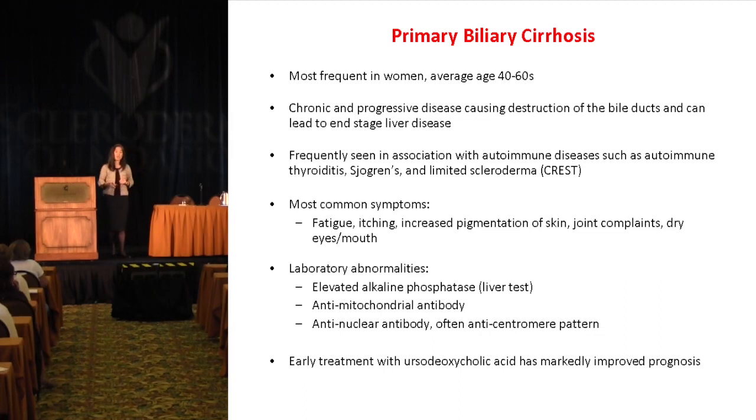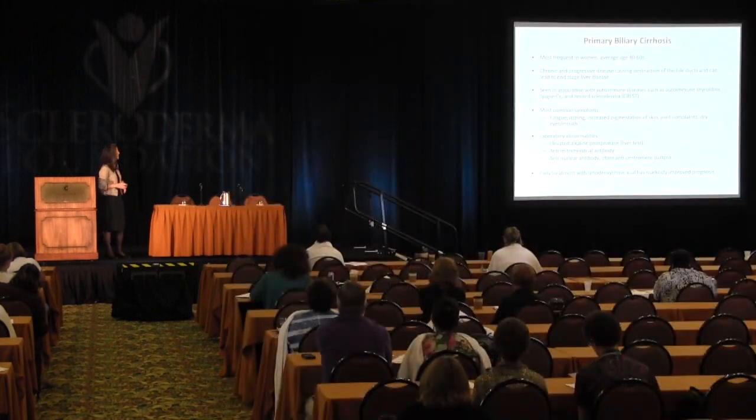Most commonly, patients will present with fatigue and itching. They can have increased pigmentation of their skin, a lot of joint complaints, sicca syndrome, dry eyes and dry mouth. In the lab studies, you'll note they have an elevated alkaline phosphatase enzyme. Anti-mitochondrial antibody is the antibody that's been highly associated with primary biliary cirrhosis. And if there is an anti-nuclear antibody, often it's in the centromere pattern. As I mentioned, this is more commonly seen in the limited scleroderma group of patients. So the good news is that early treatment using ursodeoxycholic acid has really significantly impacted prognosis, and I have patients that are 20 years out now that are doing fine. So that's the good news.